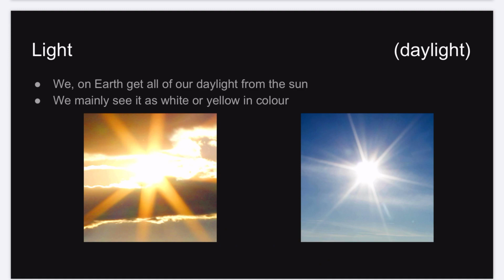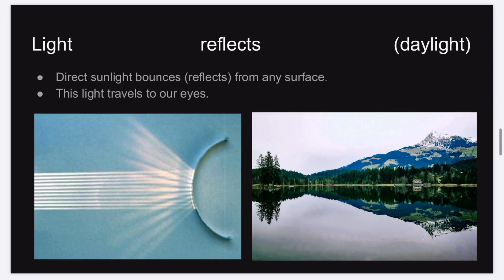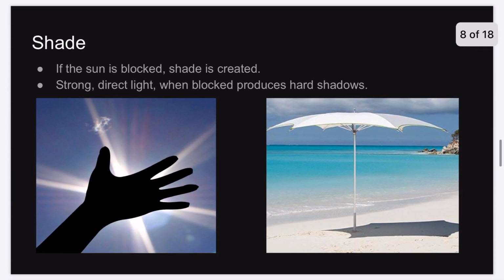So we need light, as we've said, daylight most of the time. We get most of our daylight from the sun, which appears to us as a white or a yellow sort of object. Obviously, later on in the evening, it changes colour to reds and oranges. Light will travel in a straight line, unless it gets bounced or deflected or reflected into a different direction. Direct sunlight reflects from any surface, and this light travels into our eyes and gives us what we see.